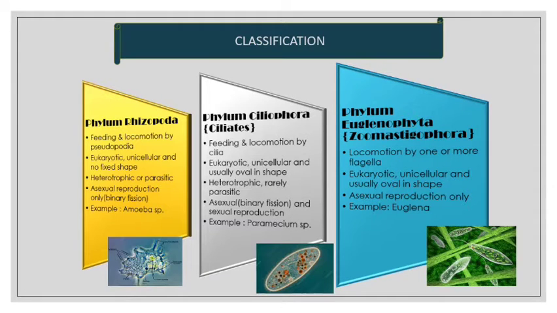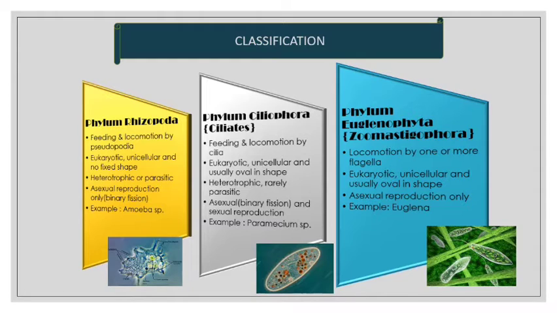Now let's review the classification. There are 3 types of phylum. First of all is phylum Rhizopoda. The second, phylum Ciliophora, and third, phylum Euglenophyta. Okay, now I will explain these 3 types one by one.